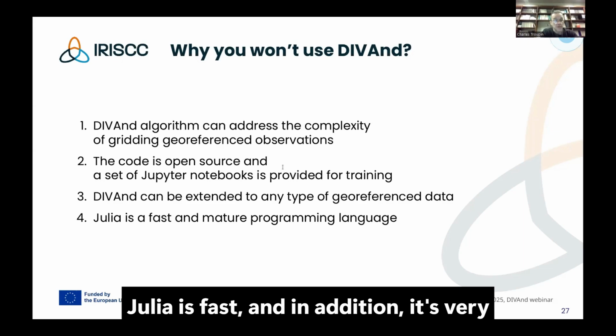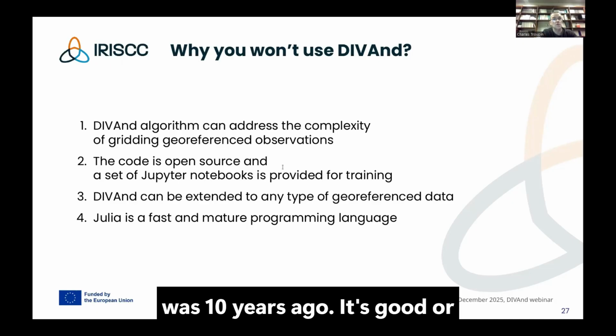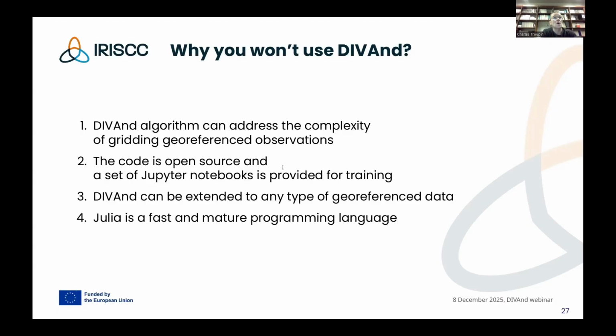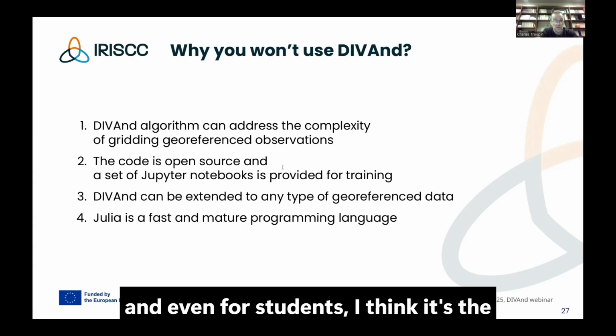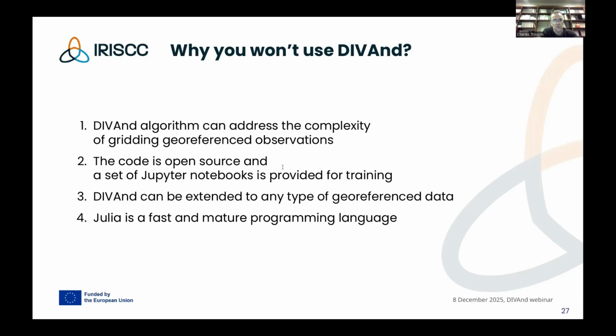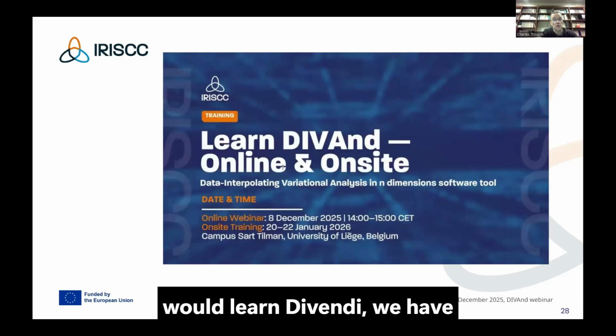And Julia is fast, and in addition, it's very mature now. So it's not the language it was 10 years ago. It has good or excellent documentation. It's fast, easy to install. So I really recommend it, and even for students, I think it's the future maybe to start with this type of language. So how would you learn DIVA-ND?